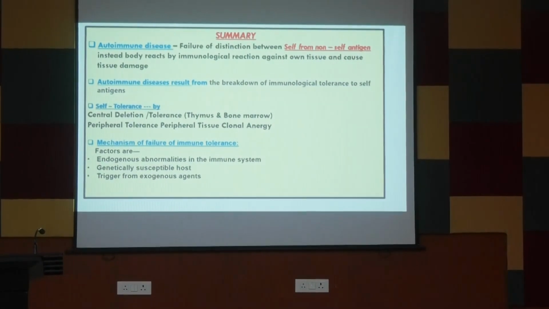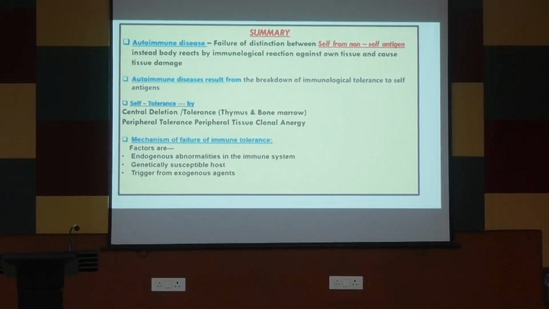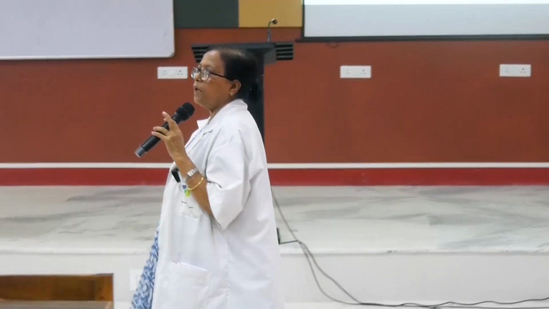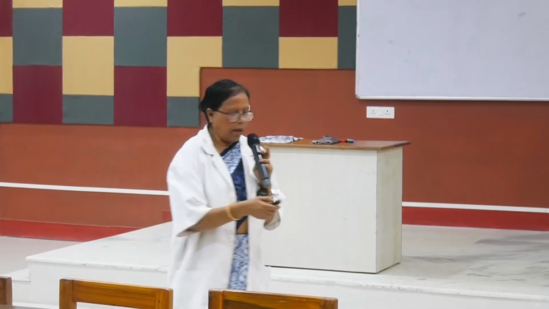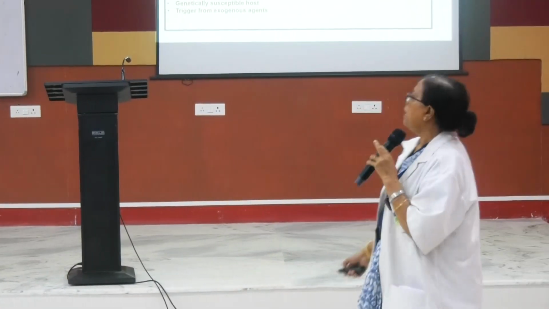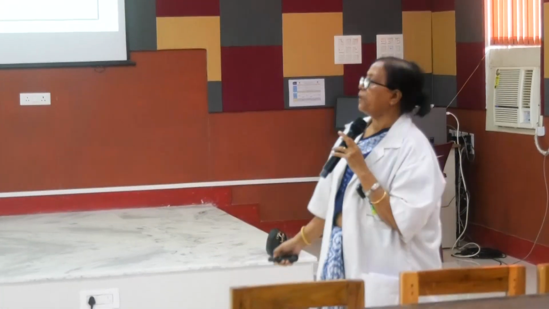So what is the summary of today's class? You have to know the immunity. How is it normally not affected by self-antigen versus non-self-antigen? When there is a breakdown of this, it gives rise to a disease process and destruction of the tissue, producing autoimmune disorder. And another thing, how self-tolerance is normally maintained: that is deletion and peripheral tolerance, centrally and peripherally.